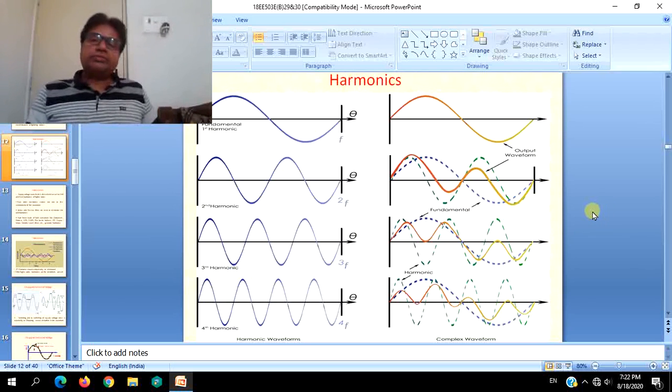Next, harmonics. Again we have gone through all the slides where harmonics of different frequencies, which are multiples of fundamental wave shape, that is twice, thrice, four times, five times, that is odd and even harmonics, and how the resultant shape of the voltage will be there due to the harmonics effect.